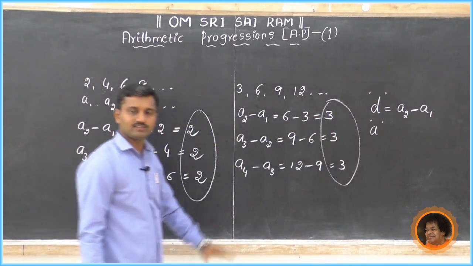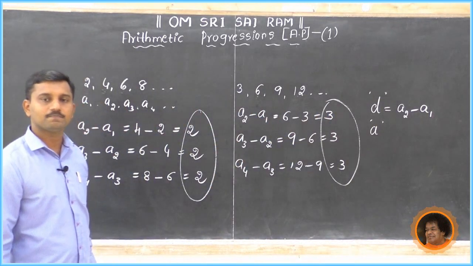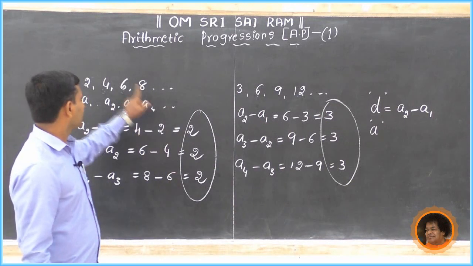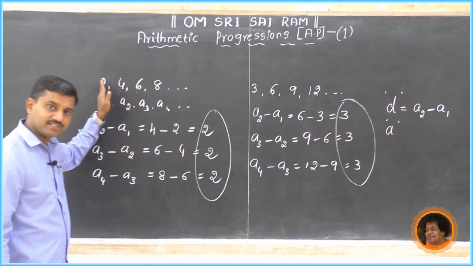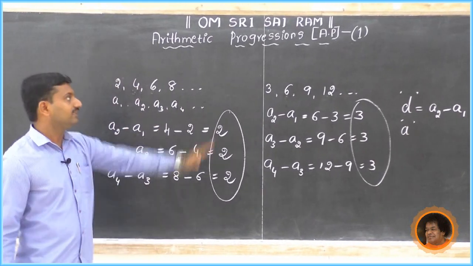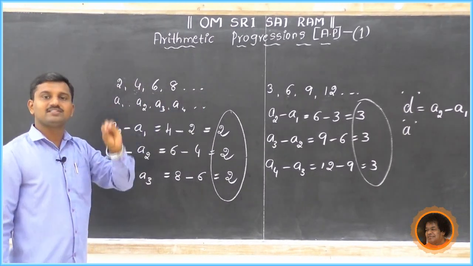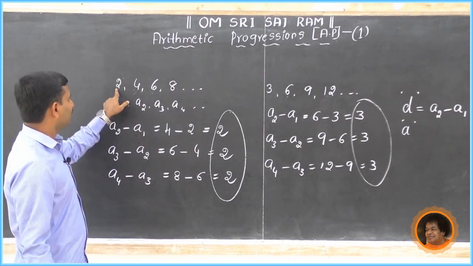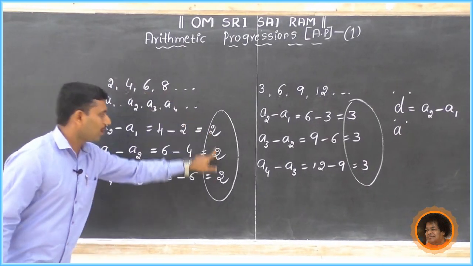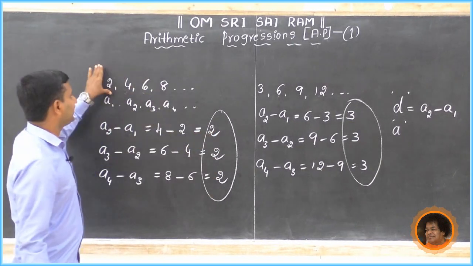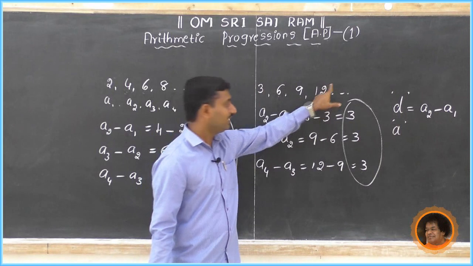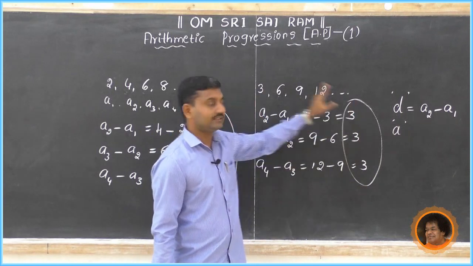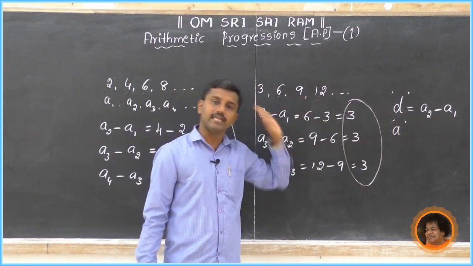Just to recall, what is the definition of an arithmetic progression? If the difference between a term and its preceding term is constant, then the given list of numbers is in AP. So 2, 4, 6, 8: here the common difference is the same, so the given list of numbers is in AP. In the second example, 3, 6, 9, 12: here also the common difference is the same, so the list is in AP.